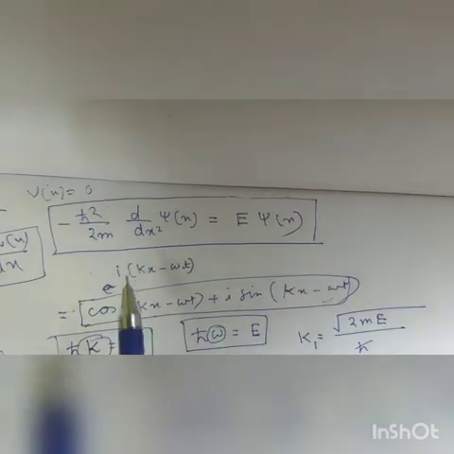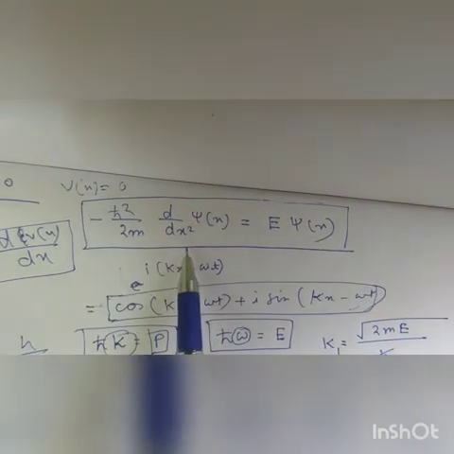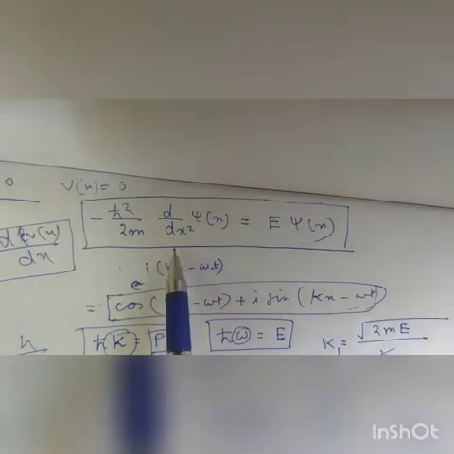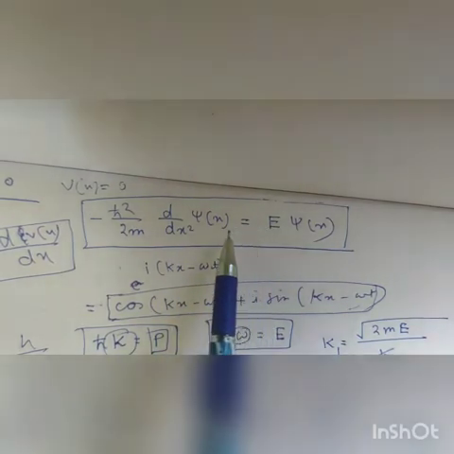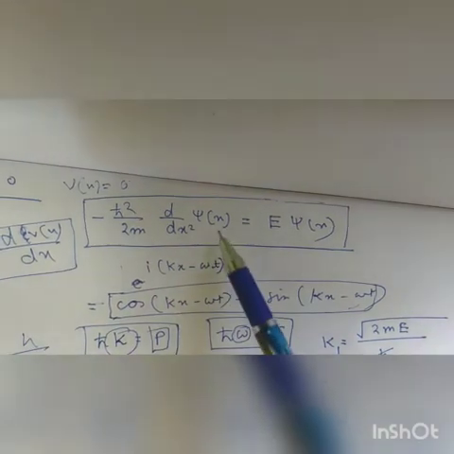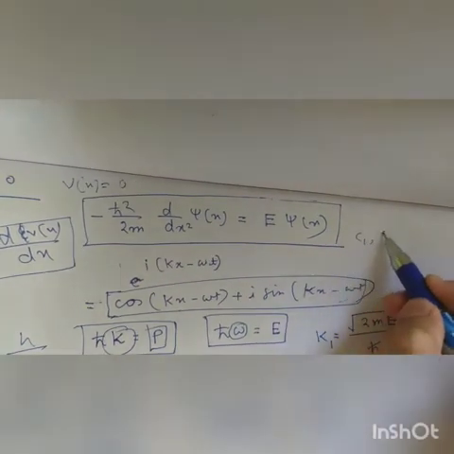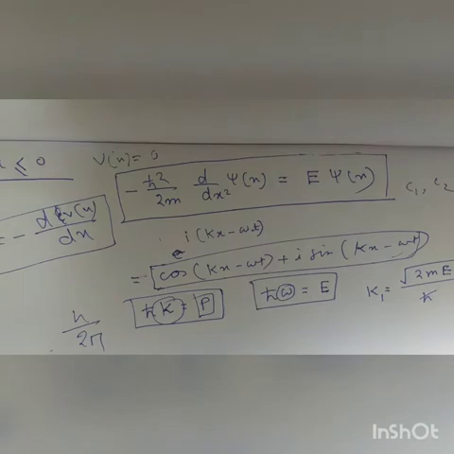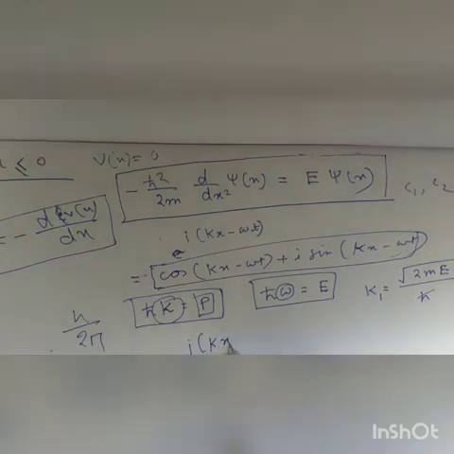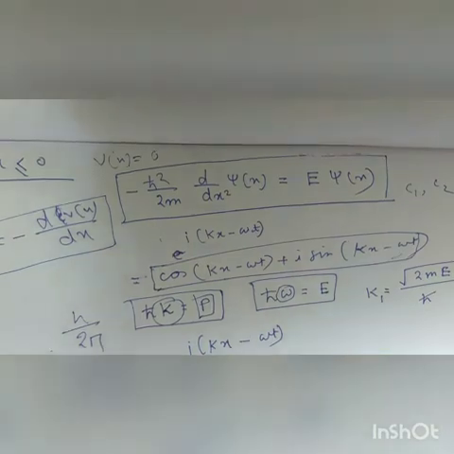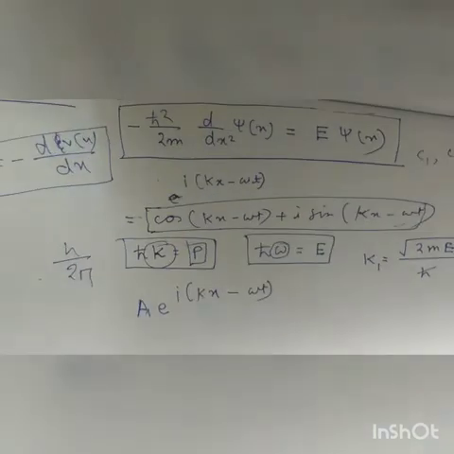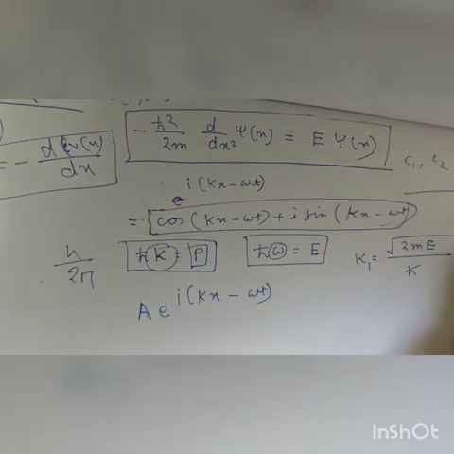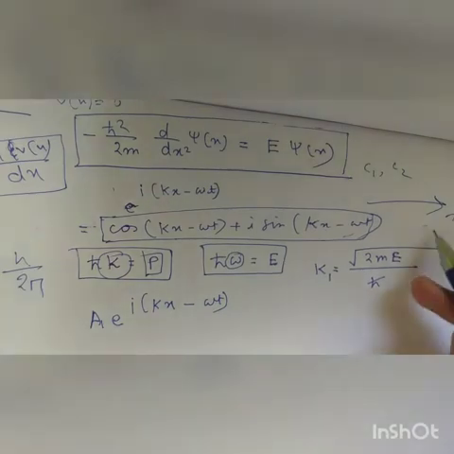One more thing: this is an ordinary differential equation of second order, so there should be two arbitrary constants in the solution, because for solving this equation it will be integrated two times, giving two integration constants. So the first arbitrary constant goes with e to the power i(kx minus omega t). This is a wave traveling in the positive x direction, so x is increasing here.